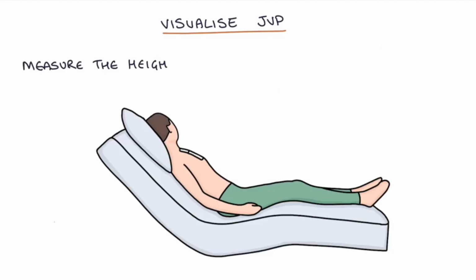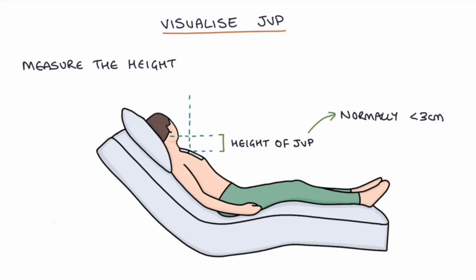To measure the height of the JVP, find the angle of the sternum, or the sternal angle, and measure vertically from this point, and then assess where the JVP is. And the vertical height from the sternal angle to the level of the JVP is the height of the JVP. So a normal JVP height is less than 3 centimeters. So a height above 3 centimeters would be considered a raised JVP.